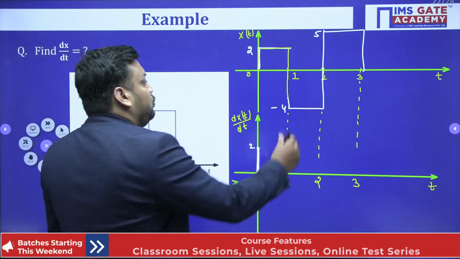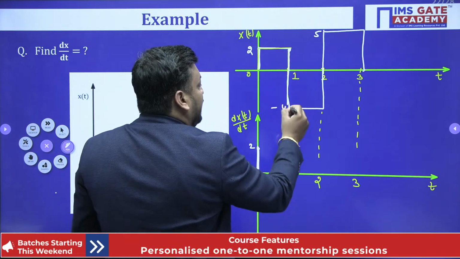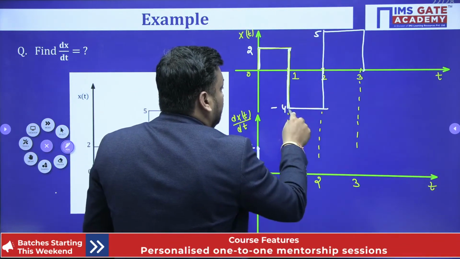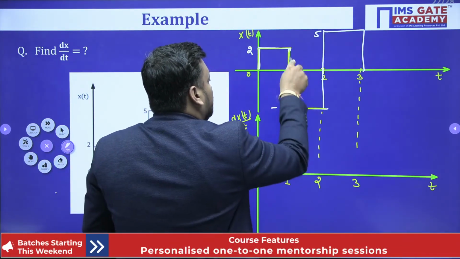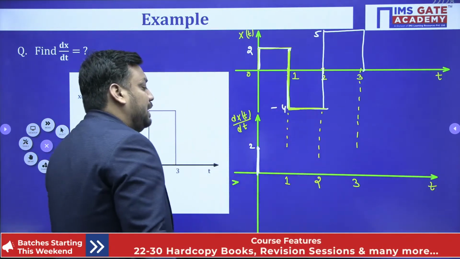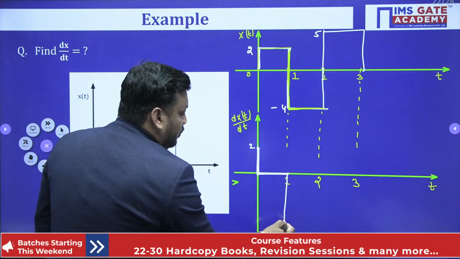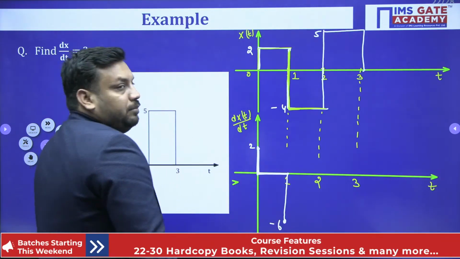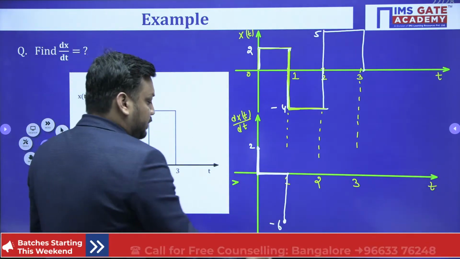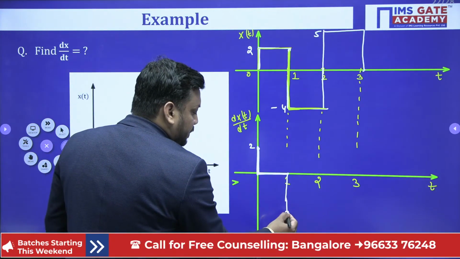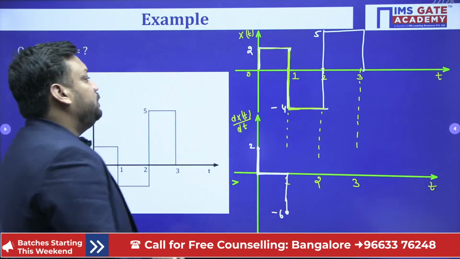Now student, you should tell me, from here to here we are having a decreasing step. So 2 to minus 4, it is minus 6. It means as far as plus 1 location is concerned, we should have a minus 6 impulse. So this is my minus 6 impulse, guys. This is plus 2, this is minus 6.